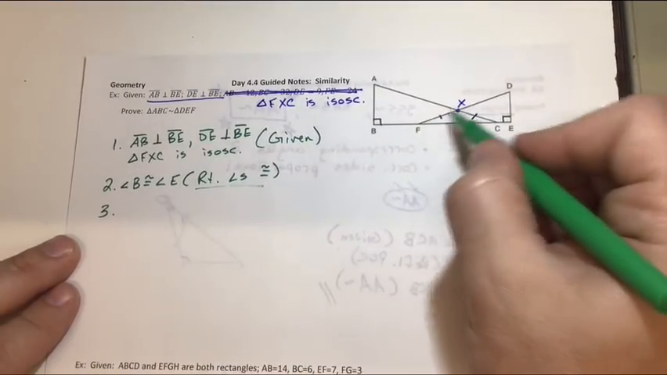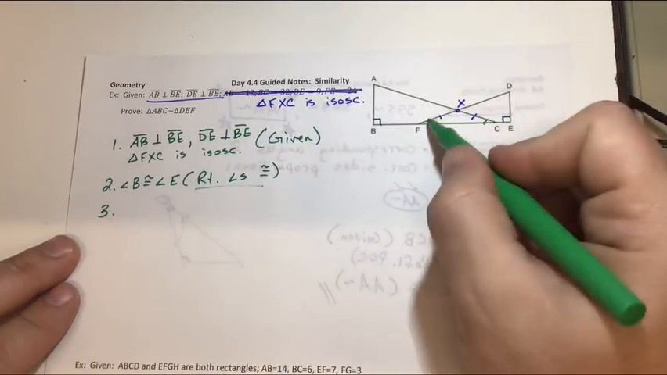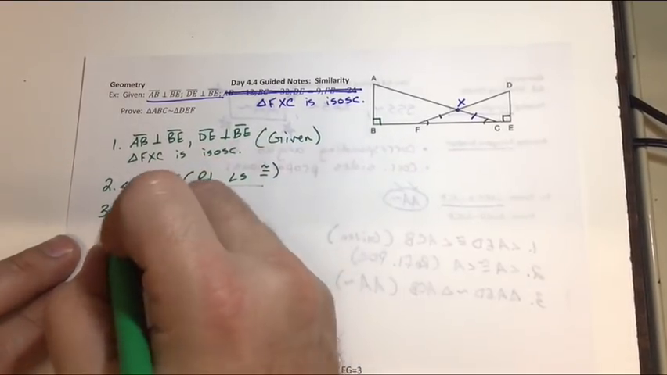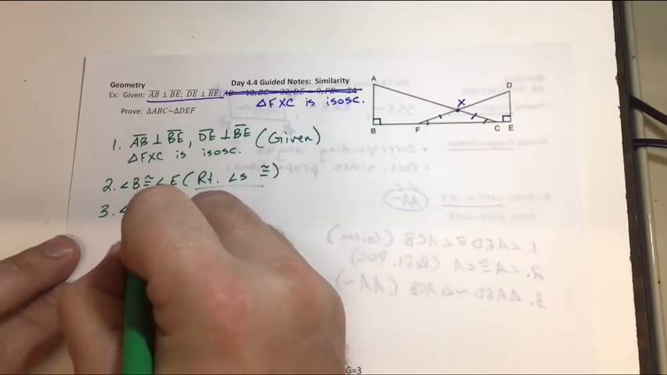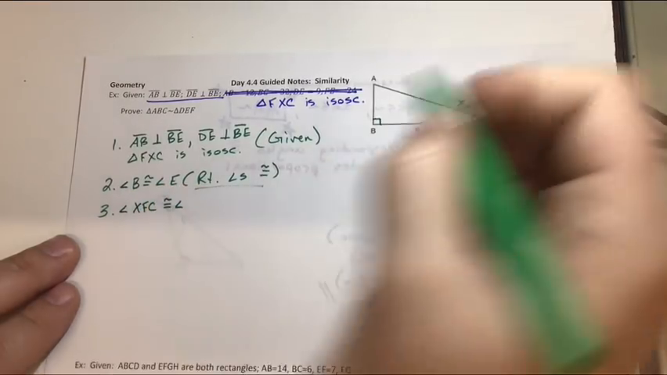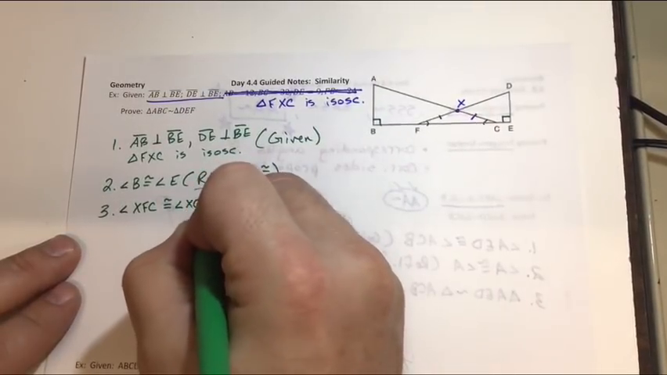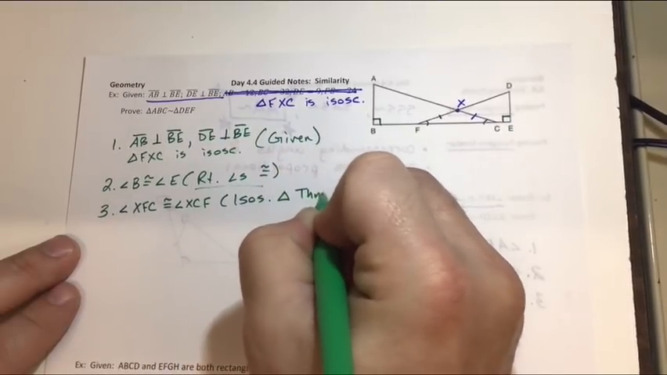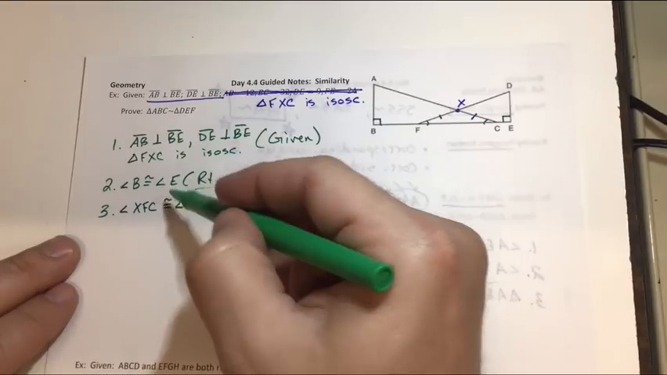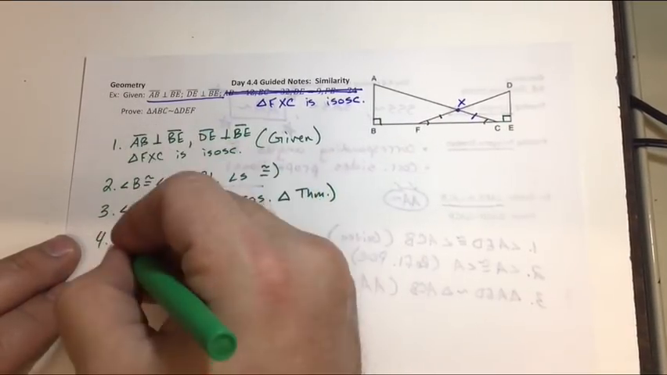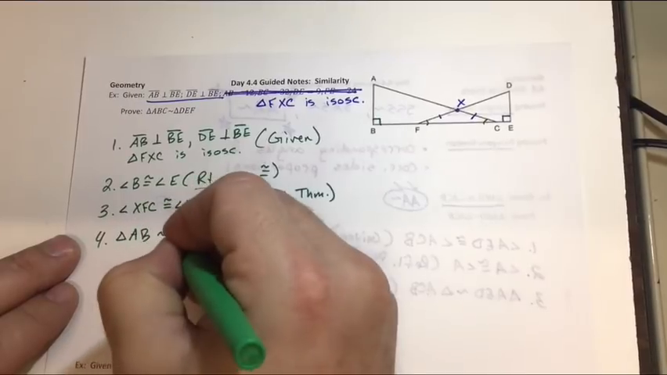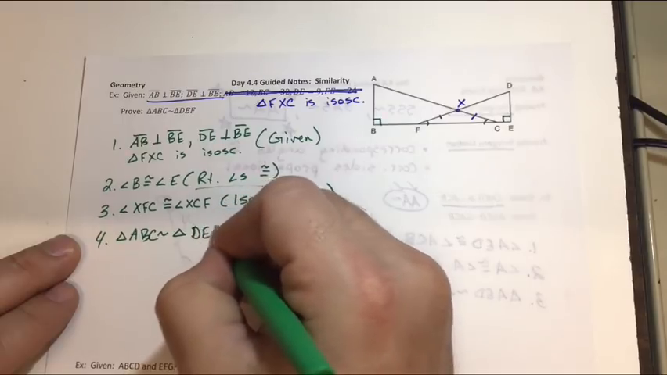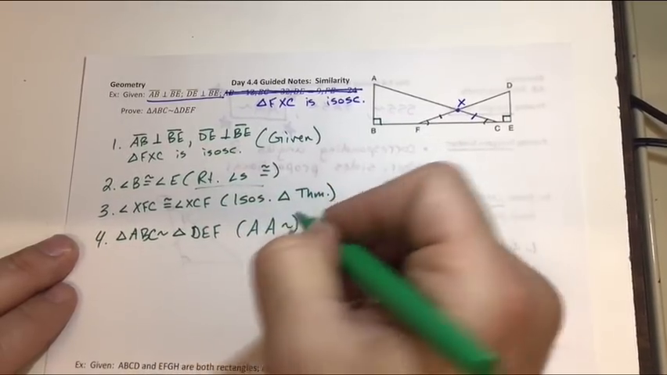But we also know that angle F and angle C have to be congruent to each other because they're the angles in an isosceles triangle, or our isosceles triangle theorem. So I can say angle XFC is congruent to angle XCF, by our isosceles triangle theorem, if you remember back to Unit 3. Well, that creates angle-angle similarity. So step 4 is triangle ABC is similar to triangle DEF by angle-angle similarity.